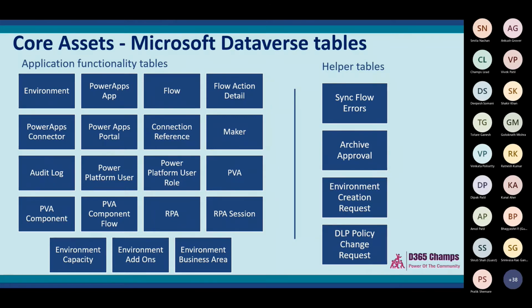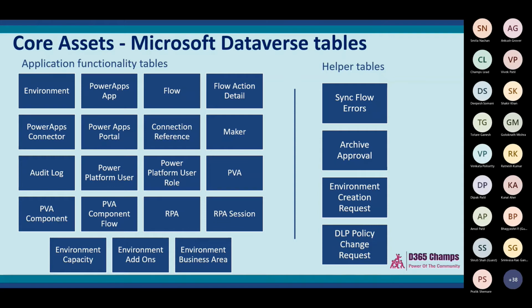Similarly, we have a table for flow, which is the same thing: who created it, when it was created, and other details. And then we have a more specific table about flows called Flow Action Details, which represents the set of actions which can occur in a cloud flow. And then we have other tables related to the Power Apps connector, Power Apps portal, and the connection reference, which has specific information about those Power Apps connectors which we build or custom use within our organization.